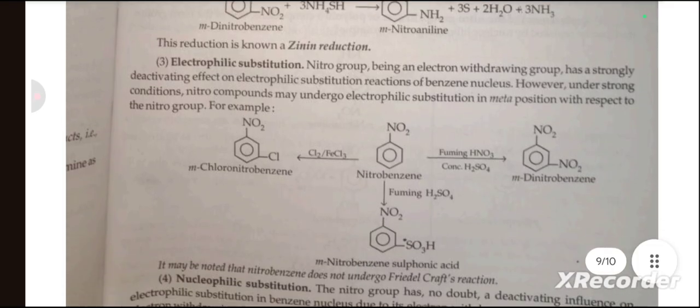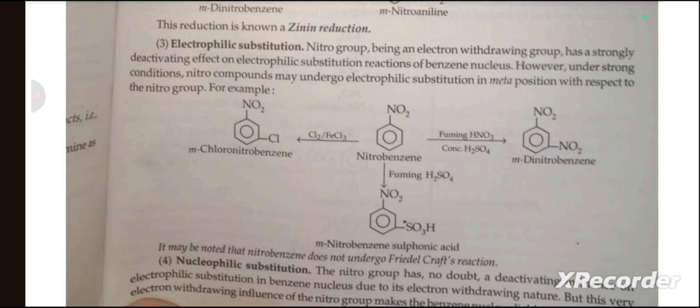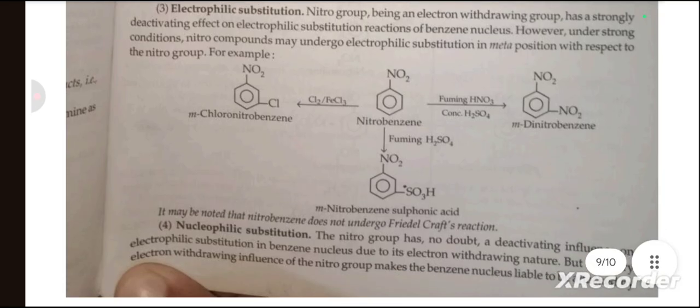Third, electrophilic substitution. The nitro group, being an electron withdrawing group, has a strong deactivating effect on electrophilic substitution reactions of the benzene nucleus. However, under strong conditions, nitro compounds may undergo electrophilic substitution at the meta position with respect to the nitro group.